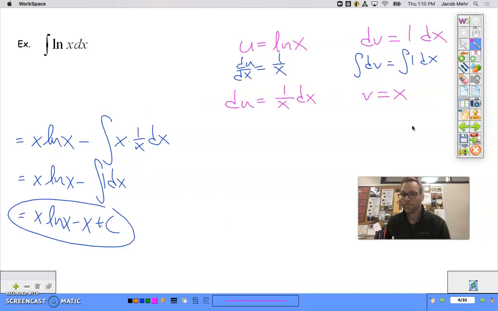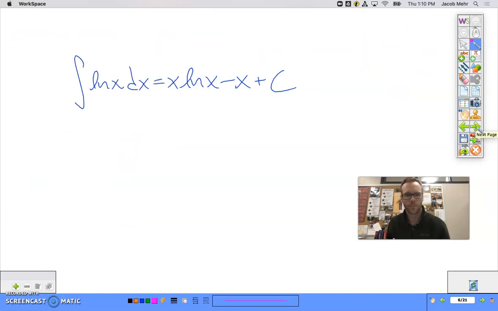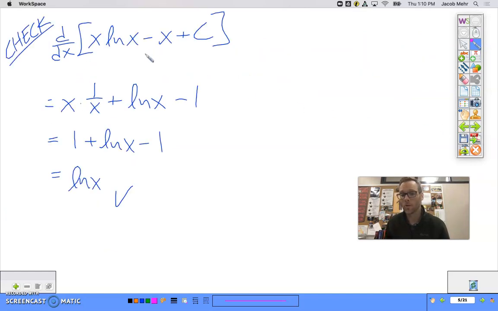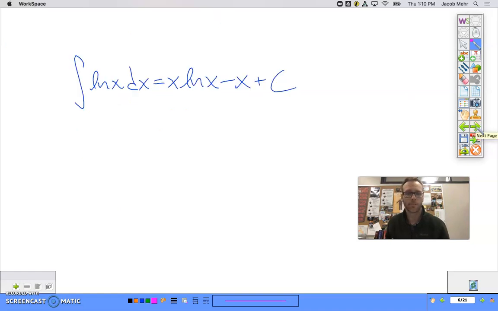Natural log of x. This choice was obvious, right? We're trying to find the antiderivative of natural log of x. We know its derivative is 1 over x, so we let u equal the natural log of x. We could not have let dv equal the natural log of x because we don't know what its antiderivative is. That's what we're trying to figure out. So dv just ended up being 1 dx. Quick reminder, you can always check your answer by differentiating.